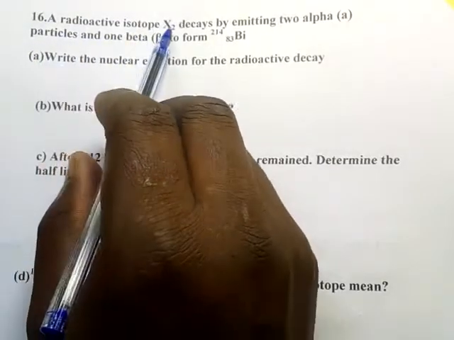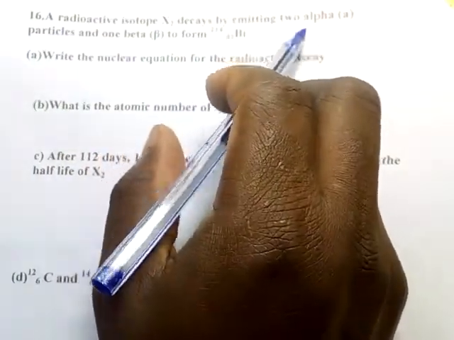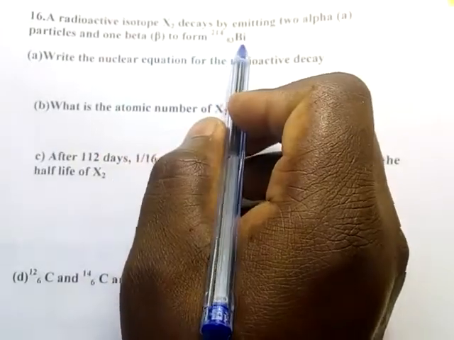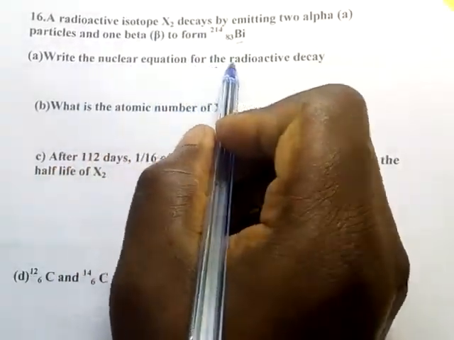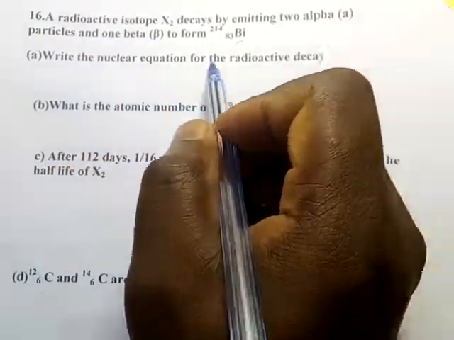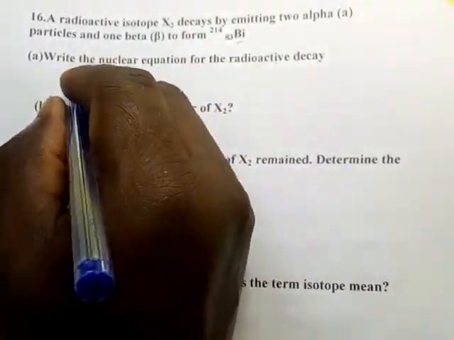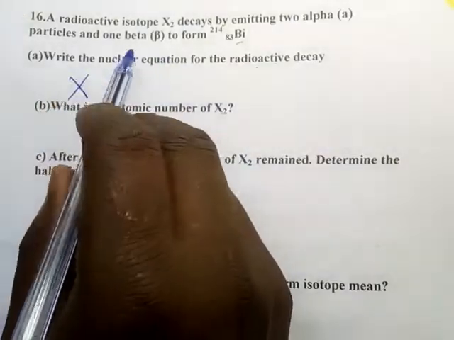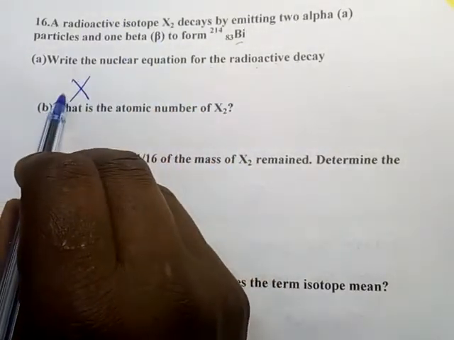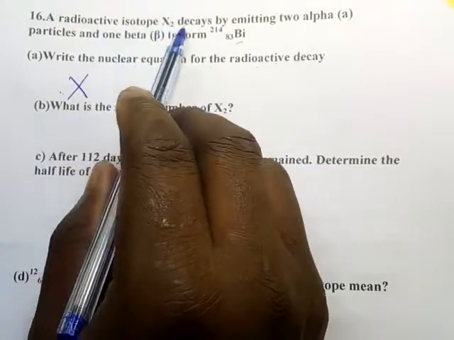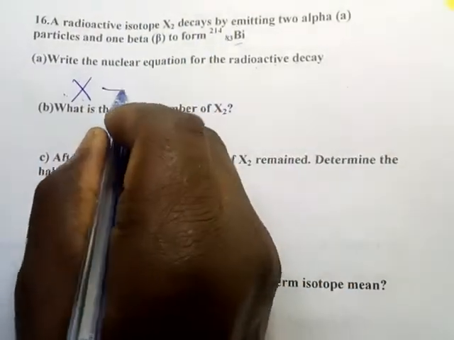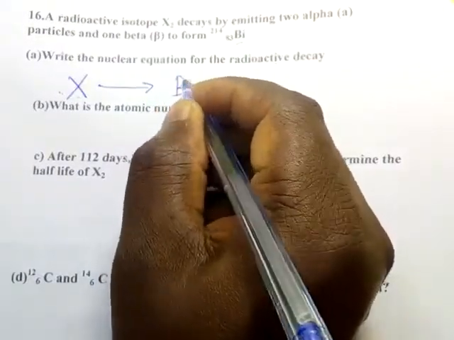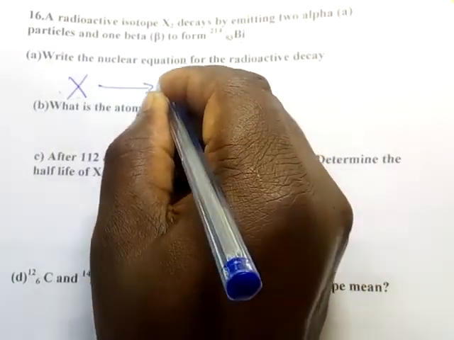A radioactive isotope X2 decays by emitting 2 alpha particles and 1 beta to form this. Write the nuclear equation for the radioactive decay. So we are starting with our X, which you don't know, which decays by emitting. So this one is the one that is decaying, and it is giving us Bi 83 and 214.